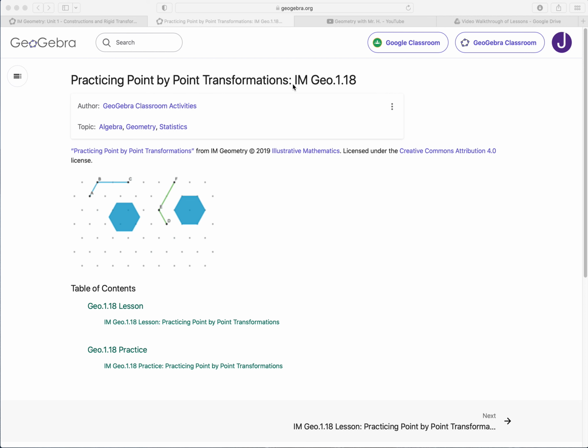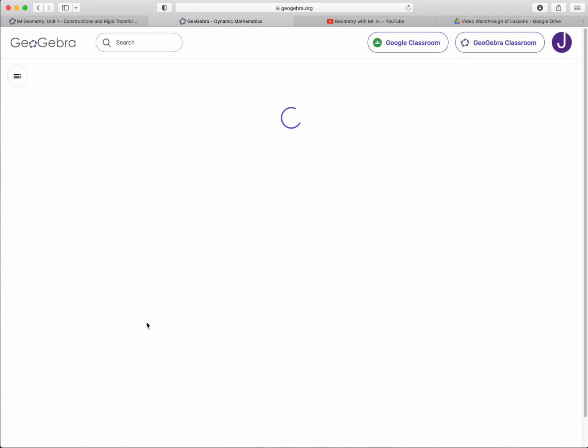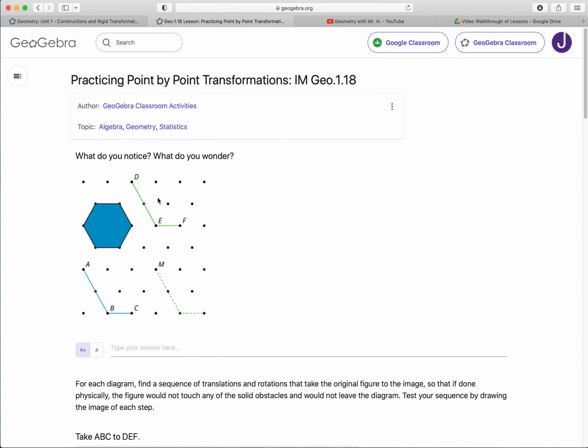This is lesson 118, and we're ready to go. Practicing point-by-point transformations. Okay, what do you notice?